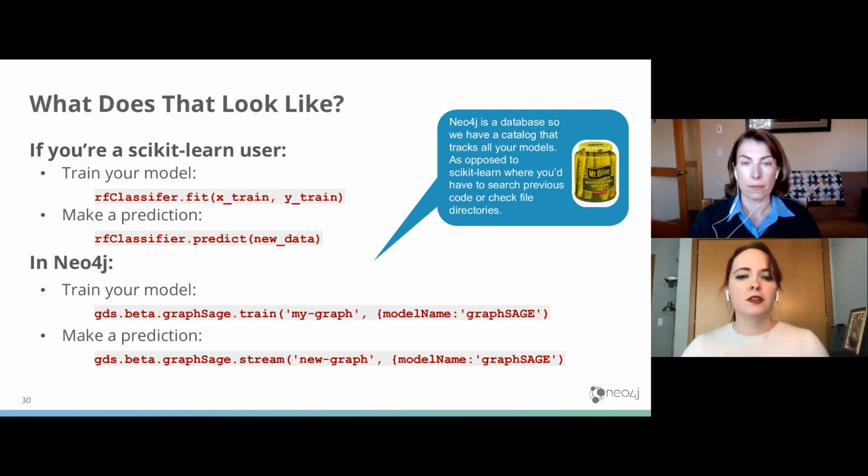And so the difference here is if you're kind of a Python user, maybe you're generating pickle files all over the place and you have to know where you left them. You have to look in your file directory or scroll up in your code. Neo4j is a database, right? So we have a catalog that tracks all of your models to make it easy to say, oh, I trained 3 models. I want to use this one. I can call them up. I can look at them. I can introspect their properties.